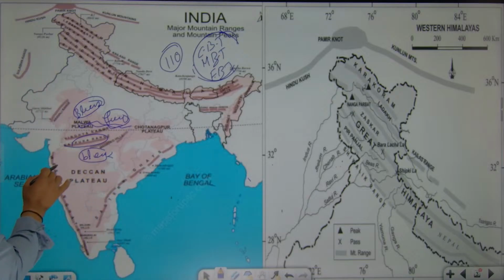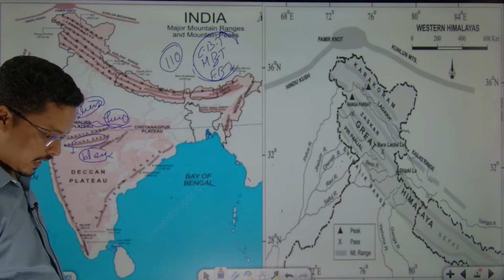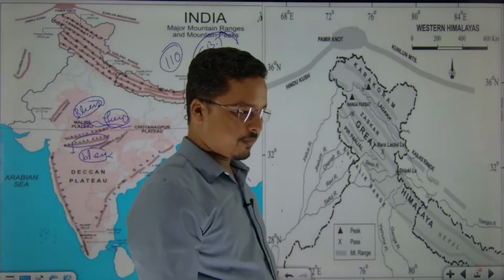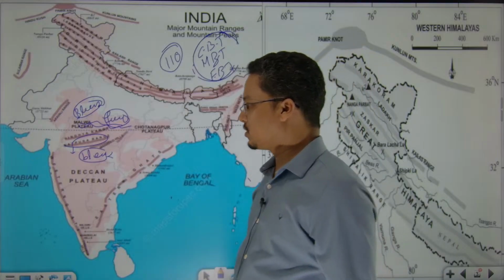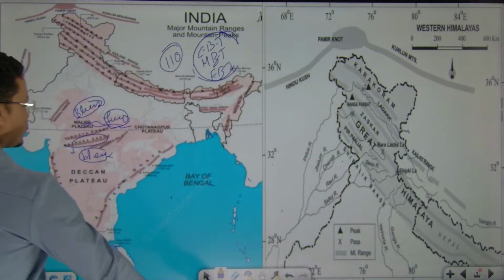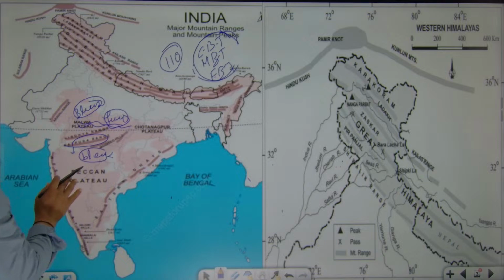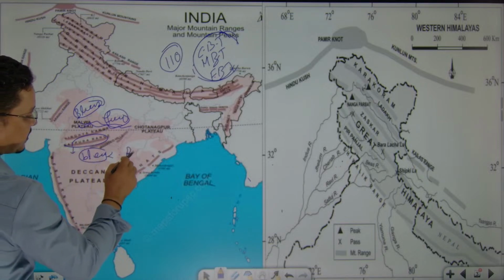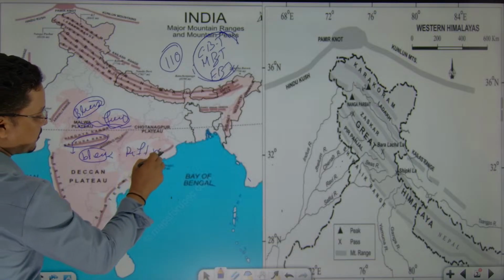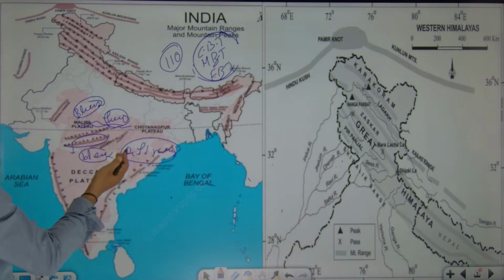Then here would be the Satpura. The highest peak of the Satpura is Dhupgarh, near Panchmarhi. Panchmarhi is a block mountain, a pure block mountain. Why block mountain? Because of the Rift Valley. So that is why it is a block mountain in this region.